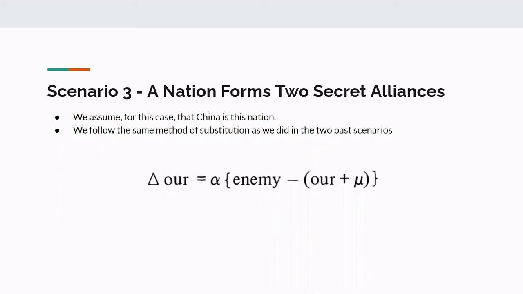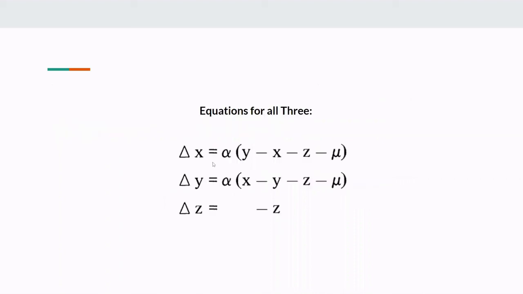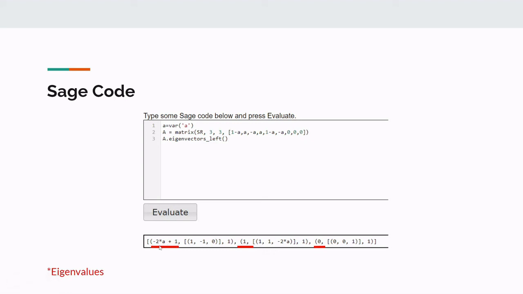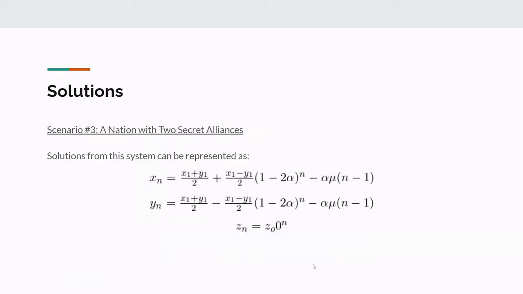For the third scenario, we'll use the same policy equation, but in this case, where a nation forms two secret alliances, China in this case does not have an enemy, which we will see in the system of equations in the next slide here, where America's enemy is Russia, Russia's enemy is America, but since China has no enemy, it's just this minus z term. Again, if this is placed in a system of equations and then a concurrent coefficient matrix here, we can solve for the eigenvalues in SAGE, which is the 1 minus 2 alpha, 1 and 0 terms, which gives us this system of solutions.